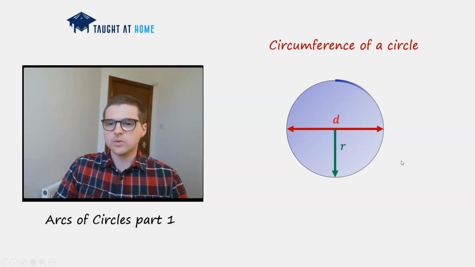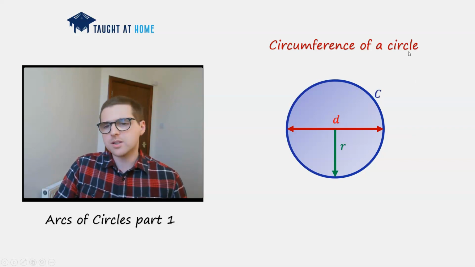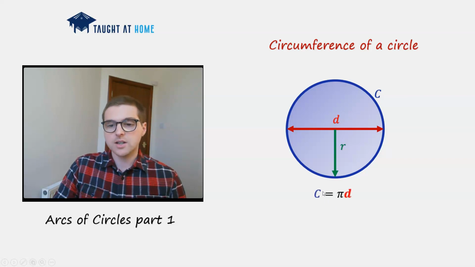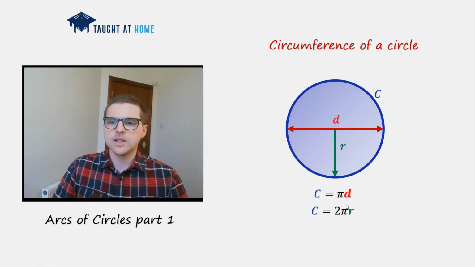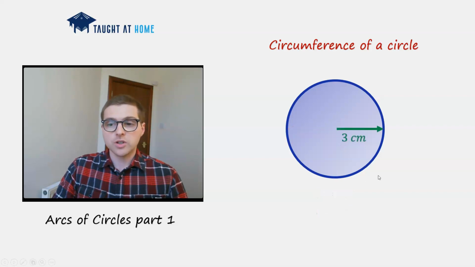Going all the way around, we can say that that is the circumference. And there's a relationship between the circumference and the diameter and the radius, because the circumference is pi times the diameter. And we could also say that's 2 times pi times the radius. Now that's for the circumference.